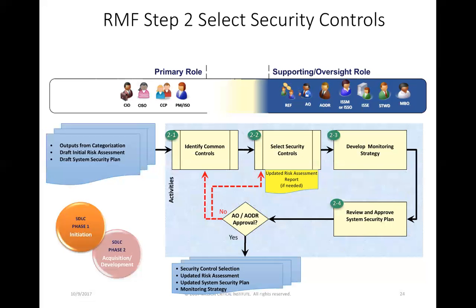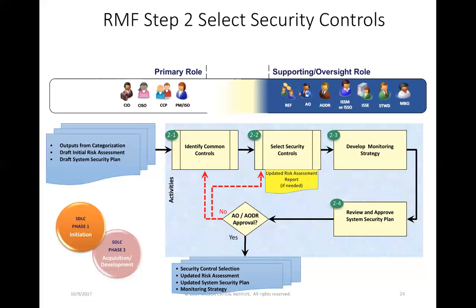ISO is Information System Security Officer. Some places use Information Assurance Officer, depending on where you're at, but it's usually ISM or ISO. ISI is the engineer. This STWD and the MBO is all supporting roles in this. And this is kind of a chart that shows you the flow of how this works.